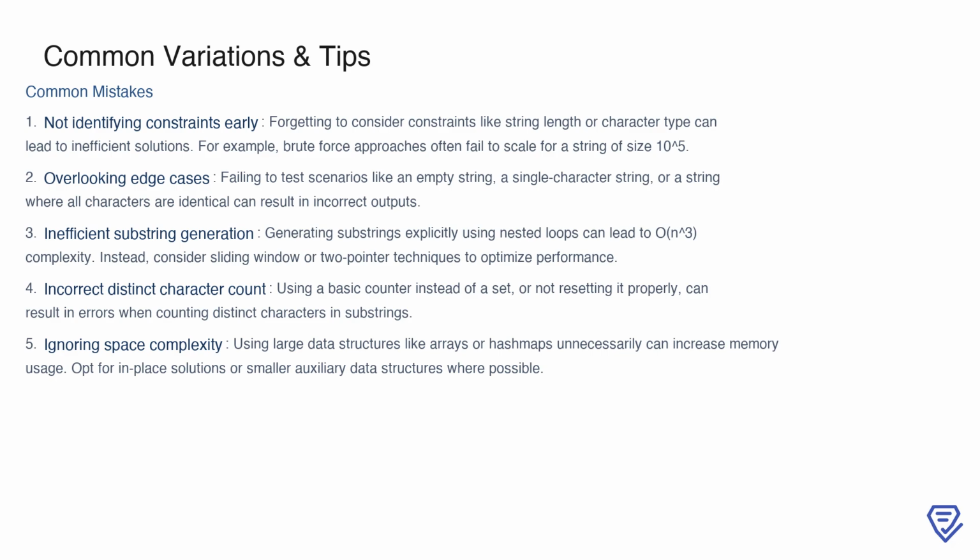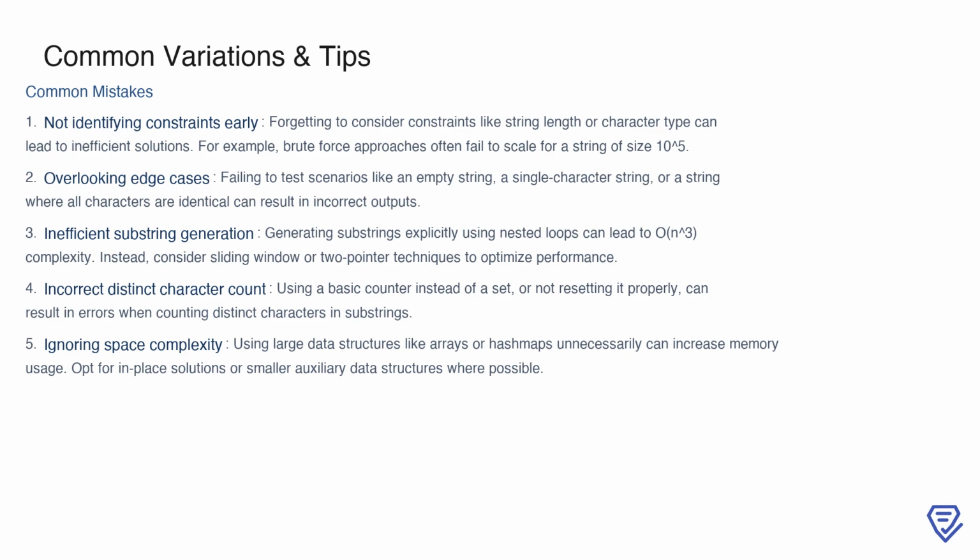Next, overlooking edge cases is another frequent issue. Scenarios like an empty string, a single character string, or a string where all characters are identical can easily trip up your solution if not accounted for. Another pitfall is inefficient substring generation. Explicitly generating substrings using nested loops can lead to O(n³) complexity, which is highly inefficient for large inputs. Instead, techniques like sliding window or two pointers can significantly optimize performance.